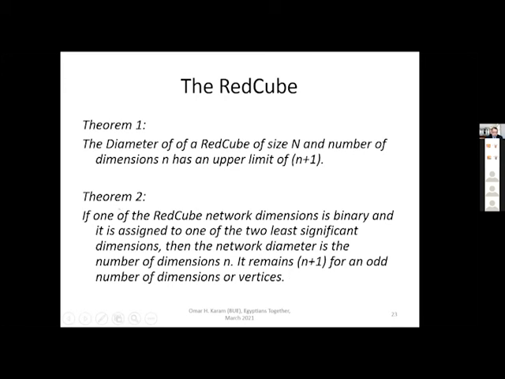But we've also discovered something, that's theorem 2. If we have one of the dimensions binary, that's 0, 1, then we can maintain the diameter at n. So either n plus 1 or n.